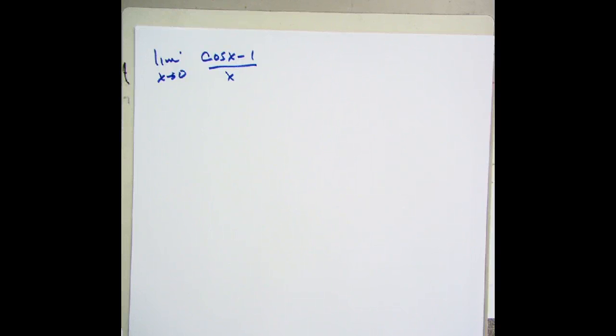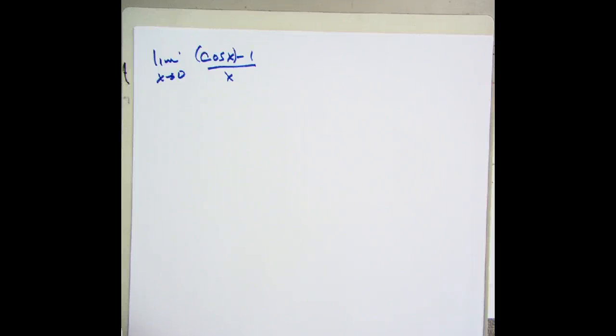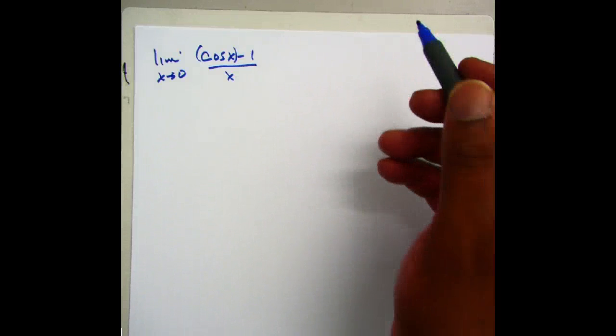Is it cosine of x minus 1 or cosine of x minus 1? No, it's cosine of x. Oh, okay, so it's separate. Why would he know? So it's cosine of x, quantity cosine of x minus 1.